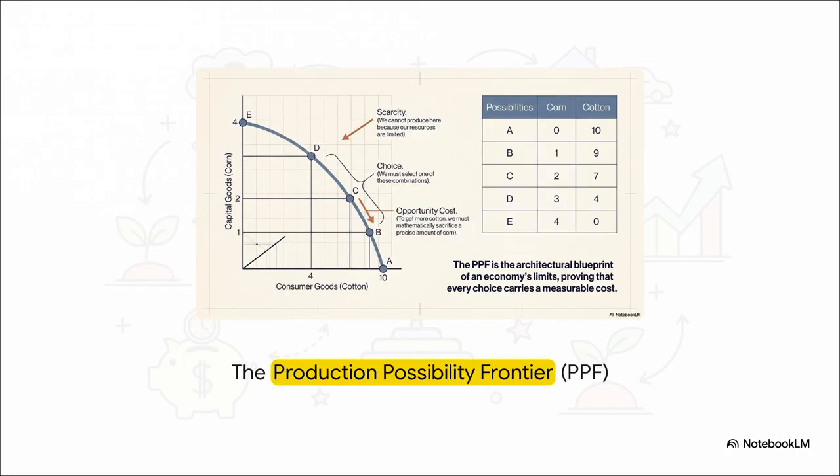And that brings us to the ultimate blueprint of our limits, the Production Possibility Frontier, or PPF for short. This curve proves that getting more of one thing mathematically demands sacrificing another. If an economy is producing 10 units of cotton, deciding we want just 1 unit of corn forces us further down the curve. Cotton drops to 9. We sacrificed 1 unit. That right there is the opportunity cost. Scarcity dictates you simply cannot go beyond this curve, and every single point on it forces a trade-off.